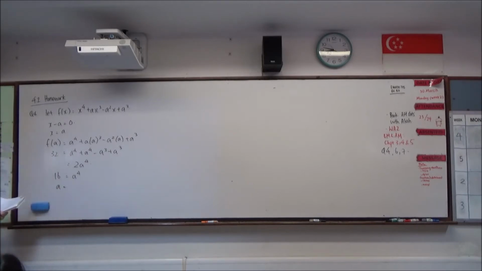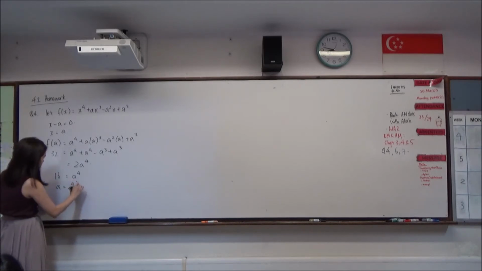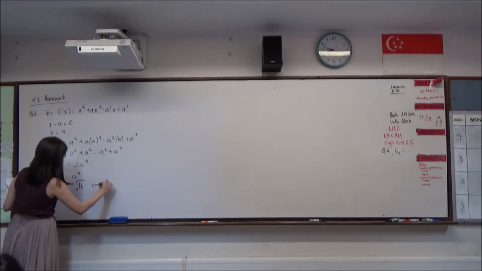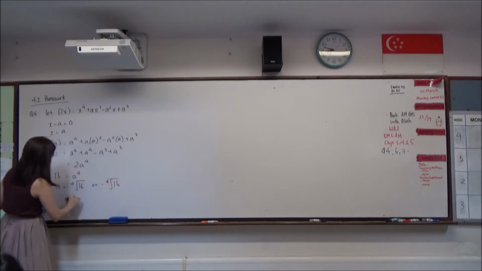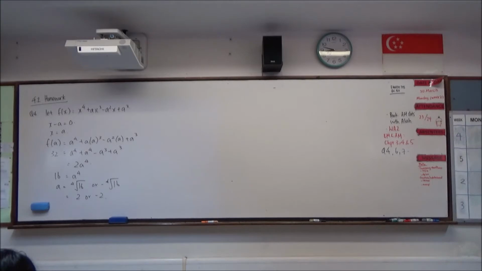Note that when you take the nth root or the square root, or in this case the fourth root, as long as the root is an even number, there is both positive and negative. So the value of a in this case will be 2 or negative 2.